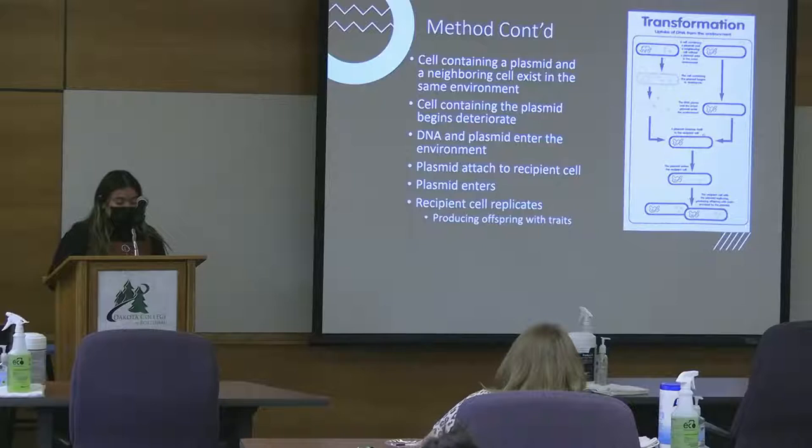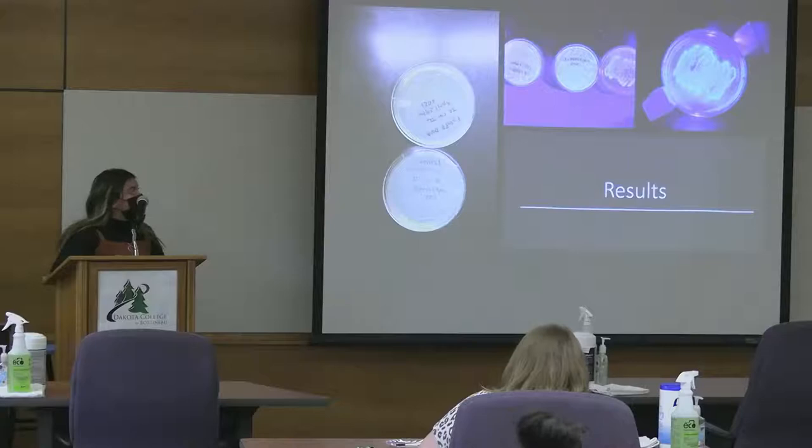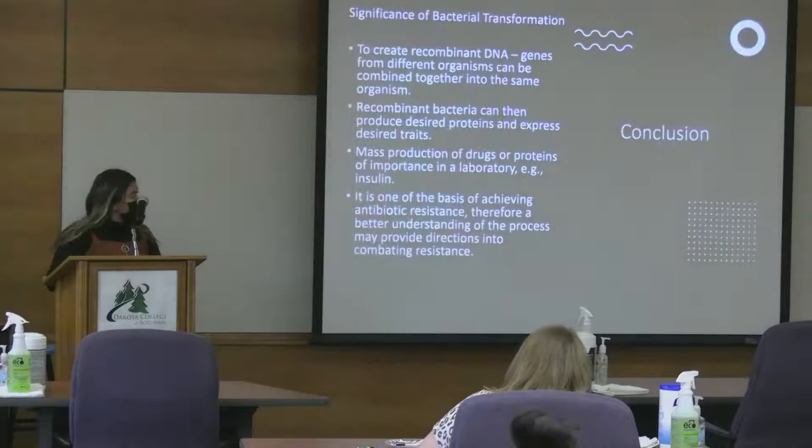After another 48-hour bacterial growth, the plates showed large glowing colonies of the bacteria. The significance of bacterial transformation was to create a recombinant bacteria that produced both the desired proteins and traits in the offspring. The process we used is seen in nature.